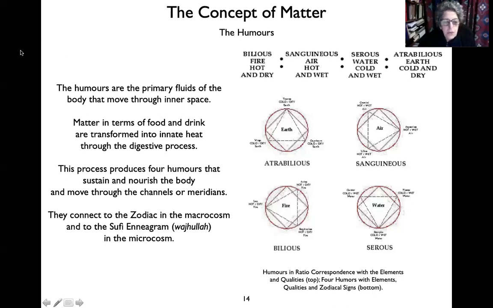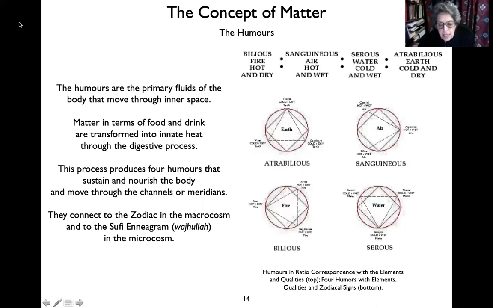And in the traditional world, as we were talking about cold or hot foods, every food and drink also has an elemental quality or a mizaj or a temperament. And from the humors then form our mizaj or our temperament. So it's very important that we understand how it goes from the elements to the humors to our temperament. And that then is part of our digestive process and what we eat. This process produces the 4 humors that sustain and nourish the body and move through the channels or meridians within our body. They connect to the zodiac in the macrocosm and the Sufi Enneagram in the microcosm.